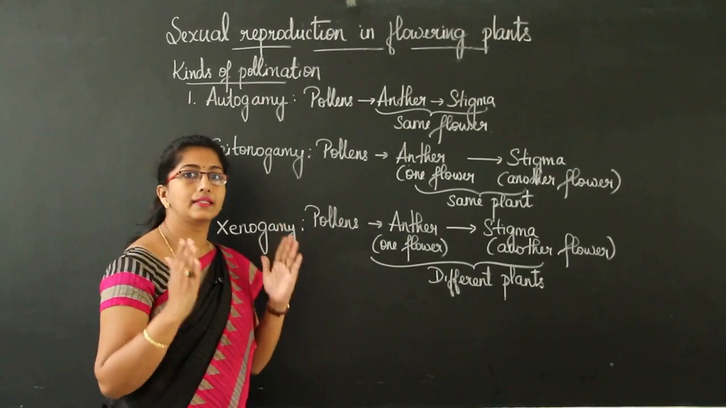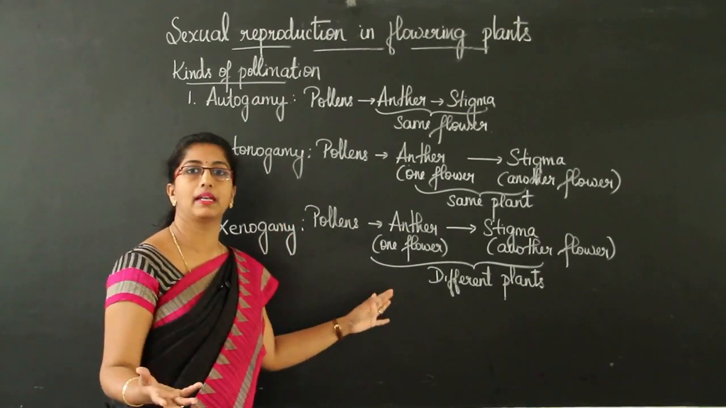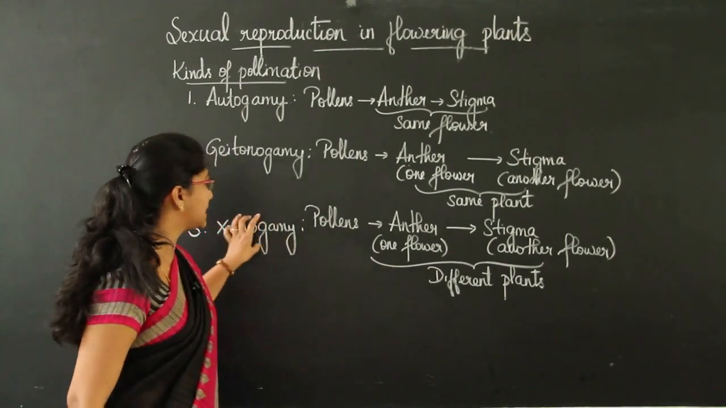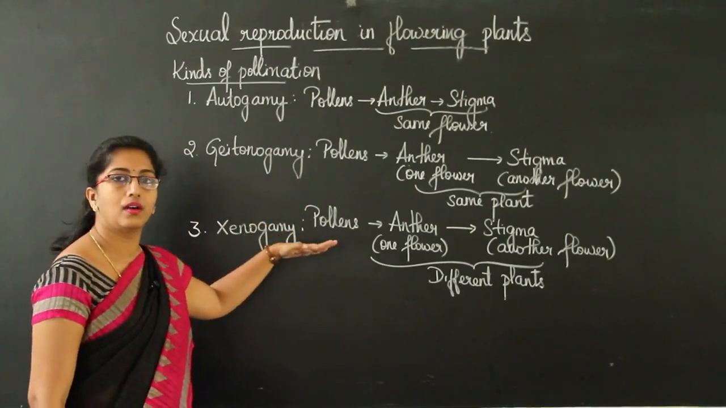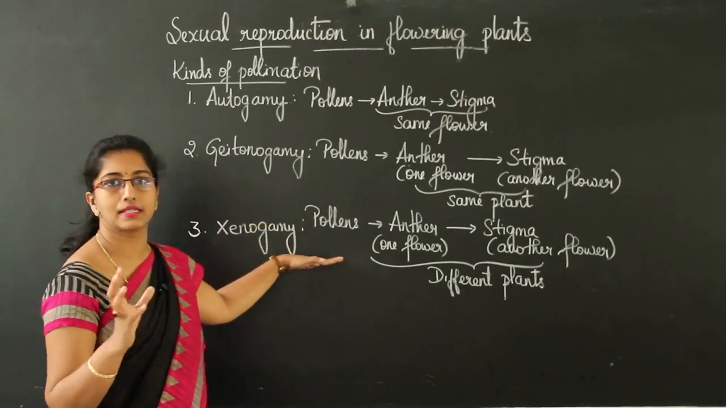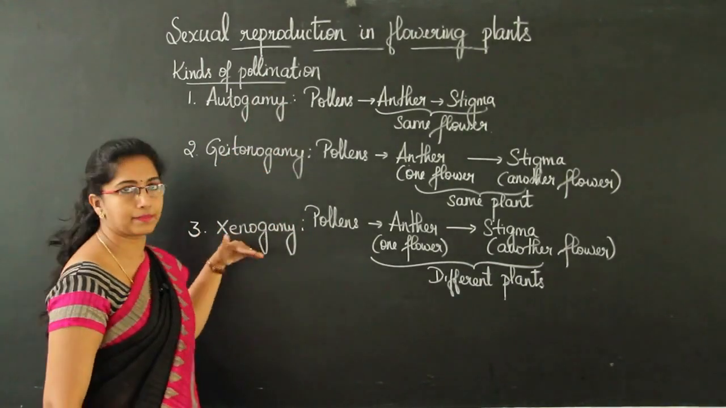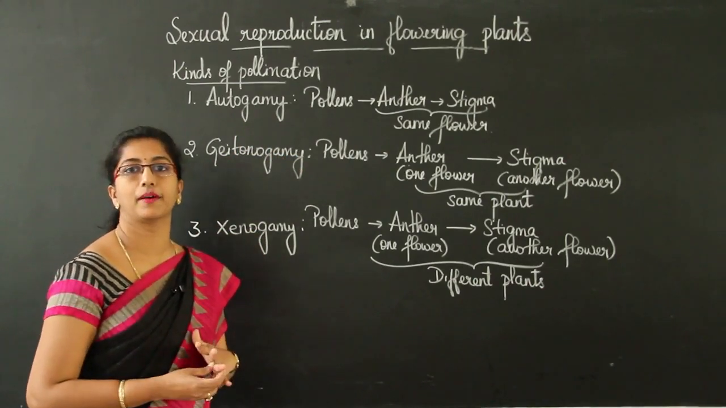Therefore we say this is a complete cross pollination because male and female gametes are genetically different. Okay, so that is xenogamy. So we say xenogamy is the only one complete cross pollination. Okay, so these are the 3 types of pollination depending on the source of pollen.